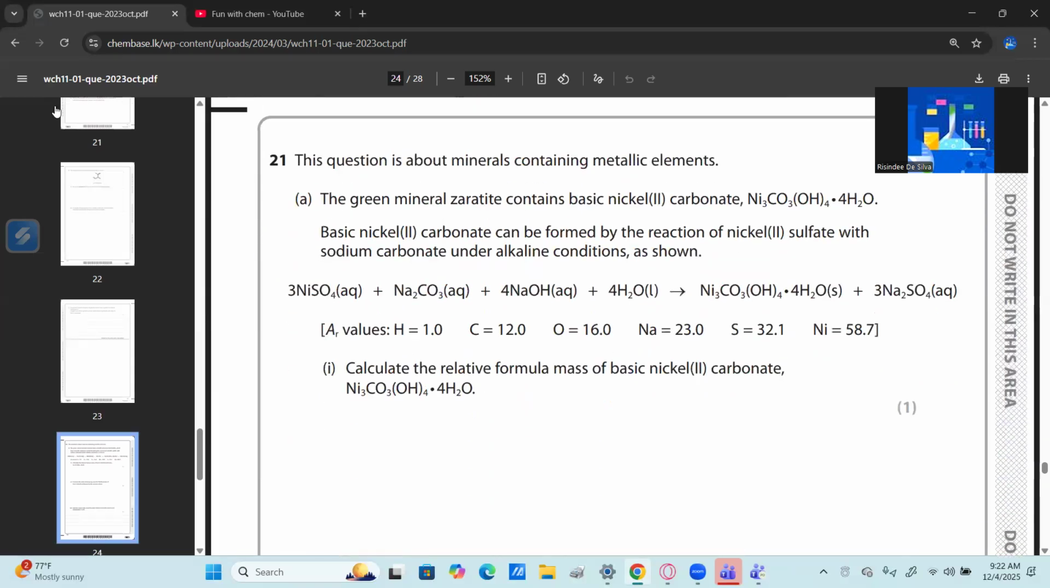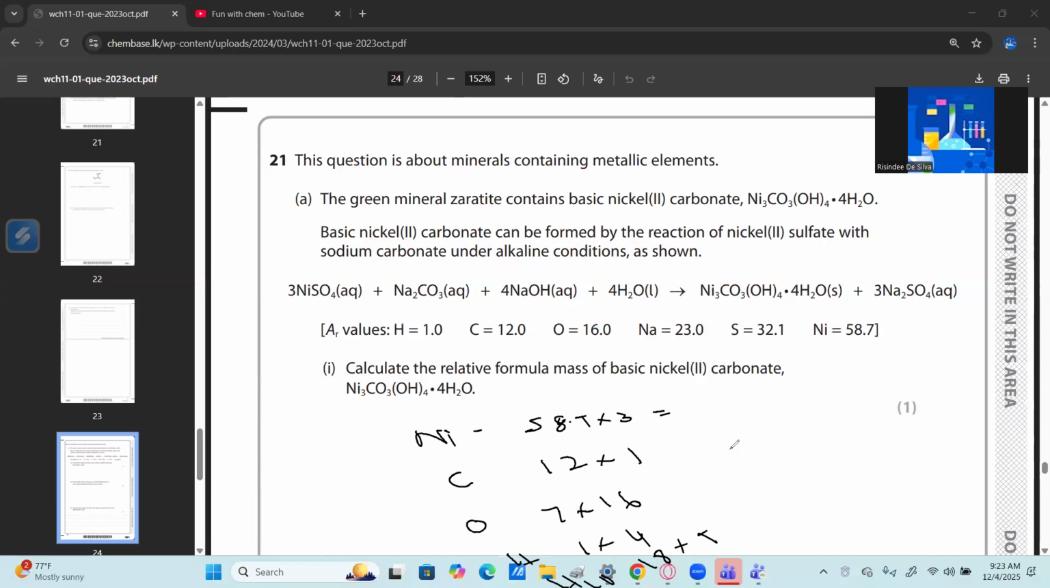Calculate the relative formula mass of nickel carbonate, which is very easy. Nickel, they have given 58.7 into 3. Carbon 12 into 1. Oxygen 3 and 4, 7. 7 into 16. Hydrogen 1 into 4. Water, it's 18 for 1, 18 into 4. So when you add everything, you get it as 376.1.